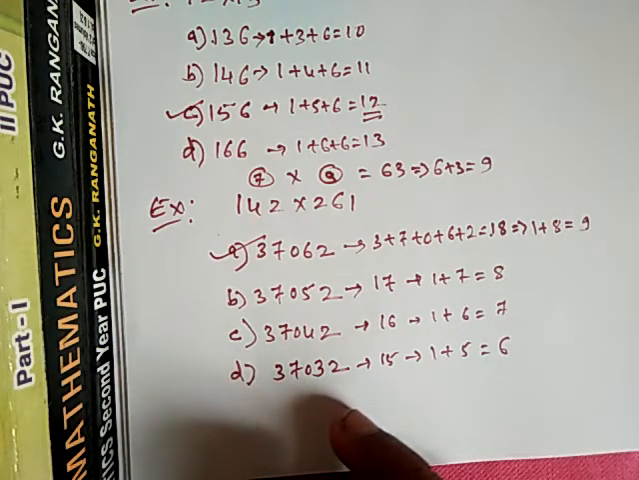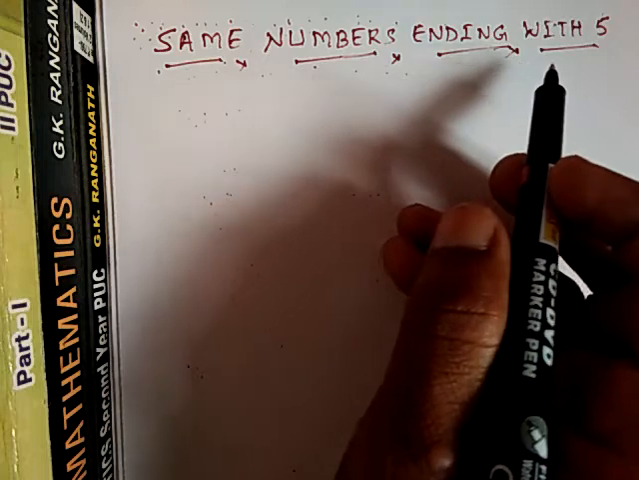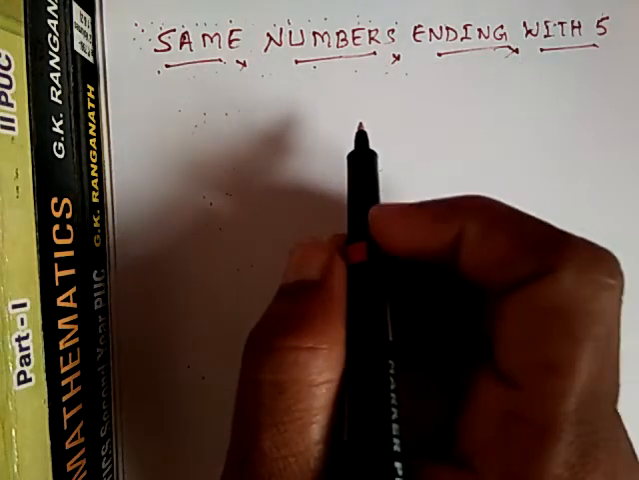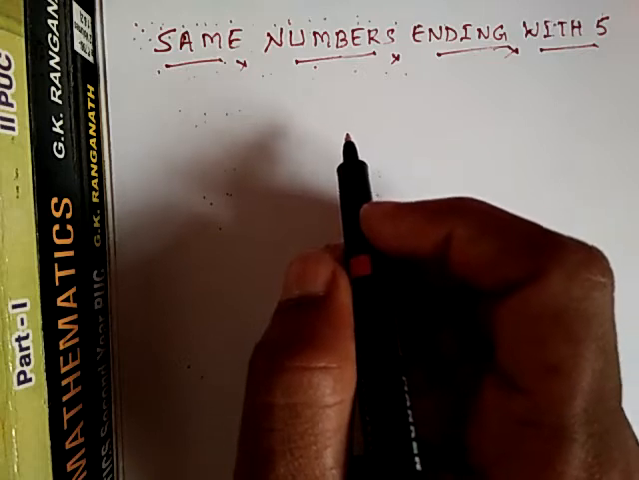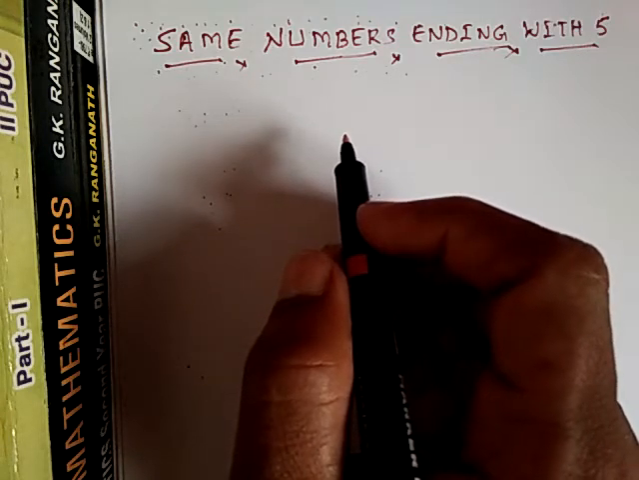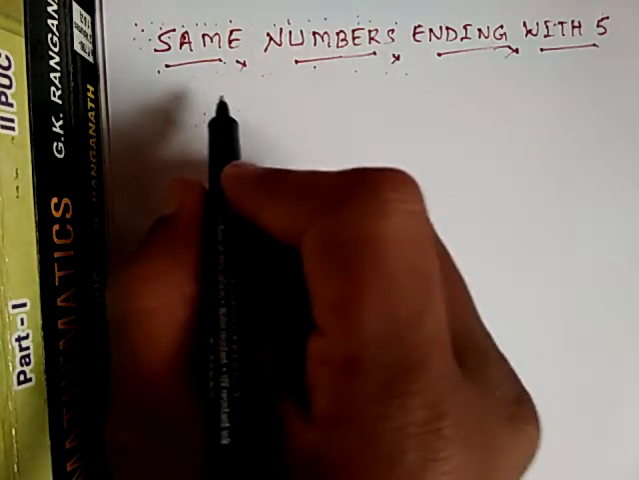Like that you can see. Okay, now same numbers ending with 5, that we will see. See how amazing it is. Mathematics is one of the easiest subjects. If you understand this one, you are the master or you are the king of the subject here. Okay, so now same numbers ending with 5 we will learn.